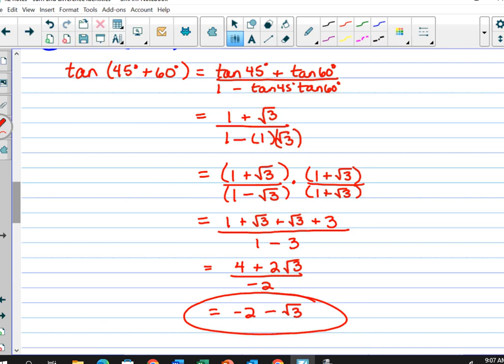So just like the sines and cosines are all going to be some combo of positive or negative root 6 and root 2 over 4, your tangents are going to be 2 and root 3 once you rationalize at the end. Negative 2, positive root 3.